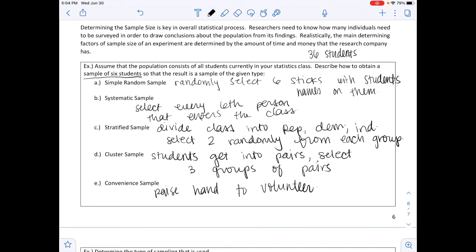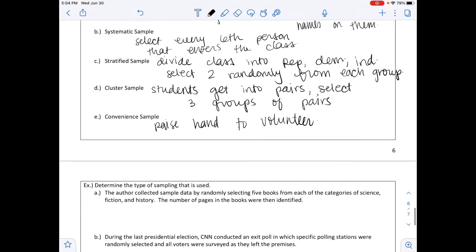And then stratified, you don't have to break them into groups based upon political affiliation. You can break them into groups based upon gender identity. You can break them into groups based upon age. You can break them into groups based upon number of units that they have so far at Mount SAC. And systematic sampling, it doesn't have to be that enters the classroom, but every 6th person works out really nice for this problem, but could be every 6th person alphabetically or something like that.